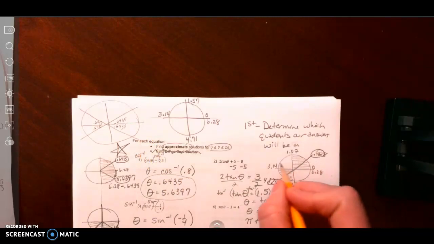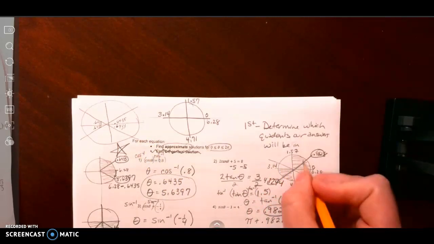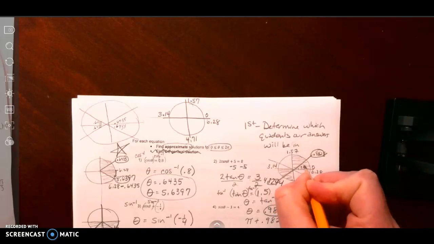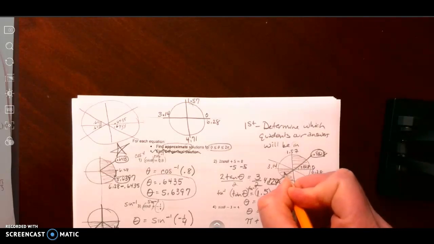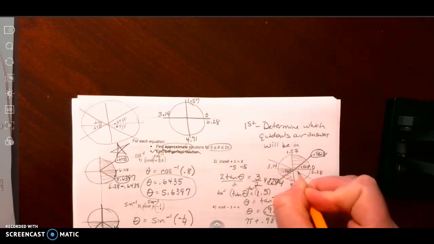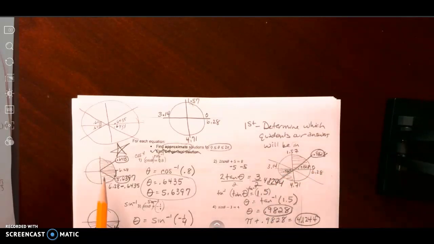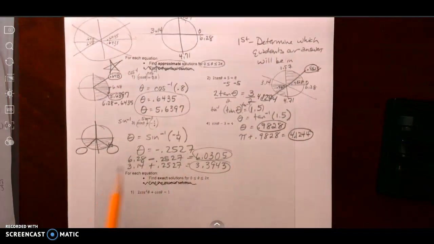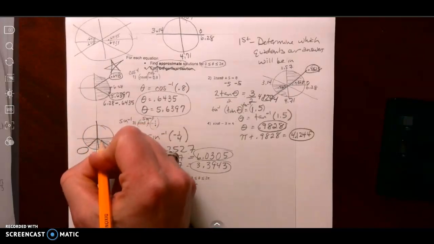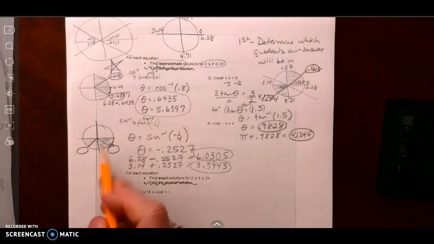So for instance here, this is 0.9828, and this is 0.9828, and so is this, and so is this. So then here, you know that this is 0.6435. I'm sorry, I meant to come down here to number 3. Here, when we get theta is negative 0.2527, all that matters is that this angle right here is 0.2527.